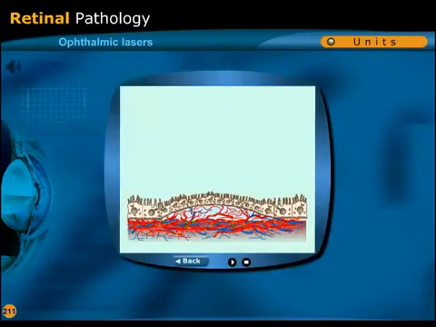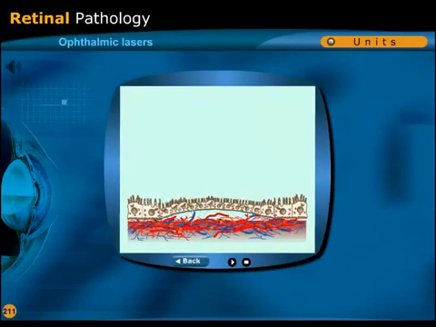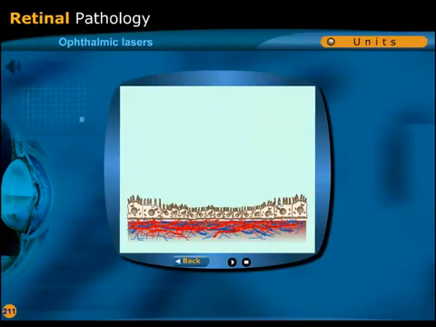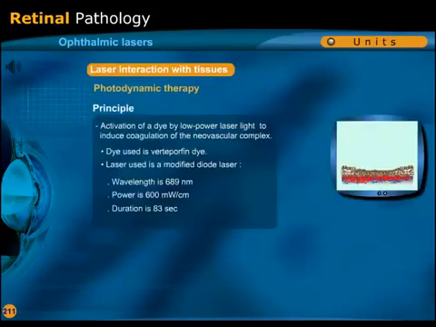Photodynamic therapy. Principle: activation of a dye by low-power laser light to induce coagulation of the neovascular complex. Dye used is verteporfin dye. Laser used is a modified diode laser. Wavelength is 689 nanometers. Power is 600 microwatt per centimeter. Duration is 83 seconds.